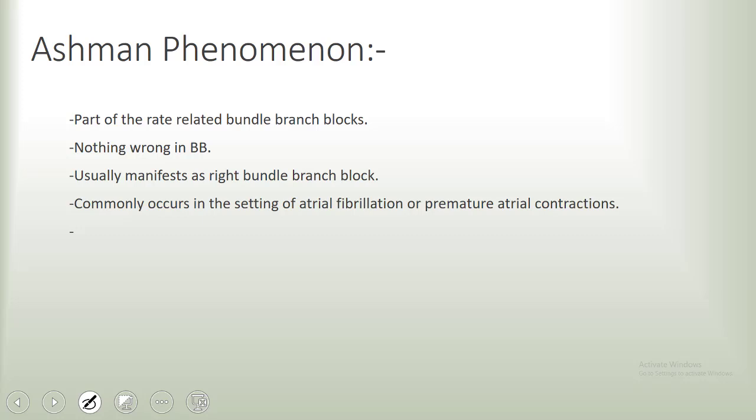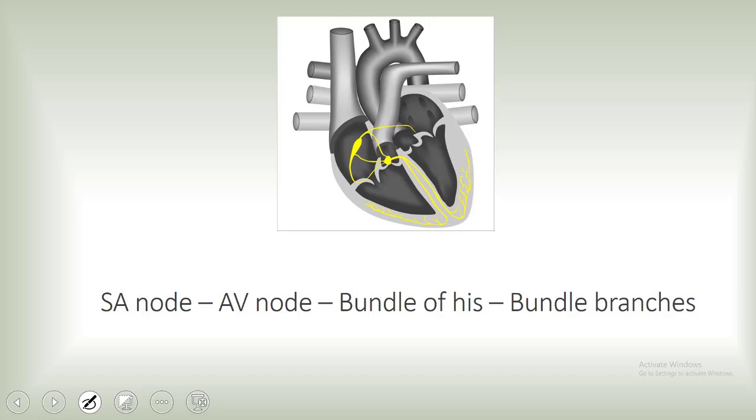Hey everybody, today we're going to be talking about the Ashman phenomenon. Now the Ashman phenomenon is an ECG finding in which you can see a bundle branch block even though there is nothing really wrong with the bundle branches. Now this usually manifests as a right bundle branch block and commonly occurs in the setting of atrial fibrillation or premature atrial contractions.